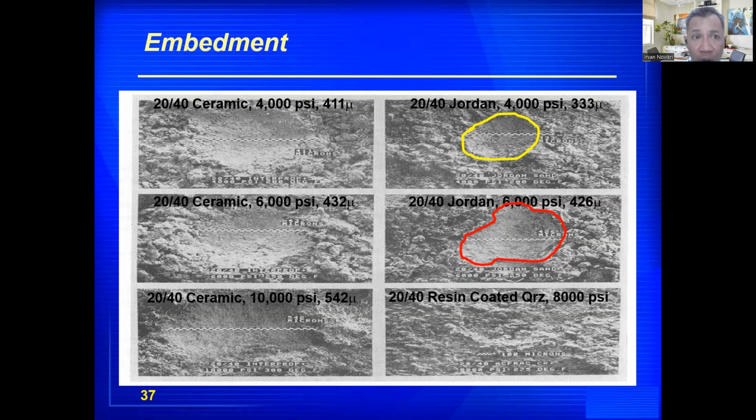Then on the bottom, you have 20/40 resin coated quartz at 10,000, and you don't see any embedment, of course. The reason for that is the resin that goes on is pliable. What I want you to notice here: look at the 20/40 at 4,000 psi. We still see how nice and round it is. Look at the 6,000. The reason you are seeing this jagged, irregular end is because the proppant has already started to crush.